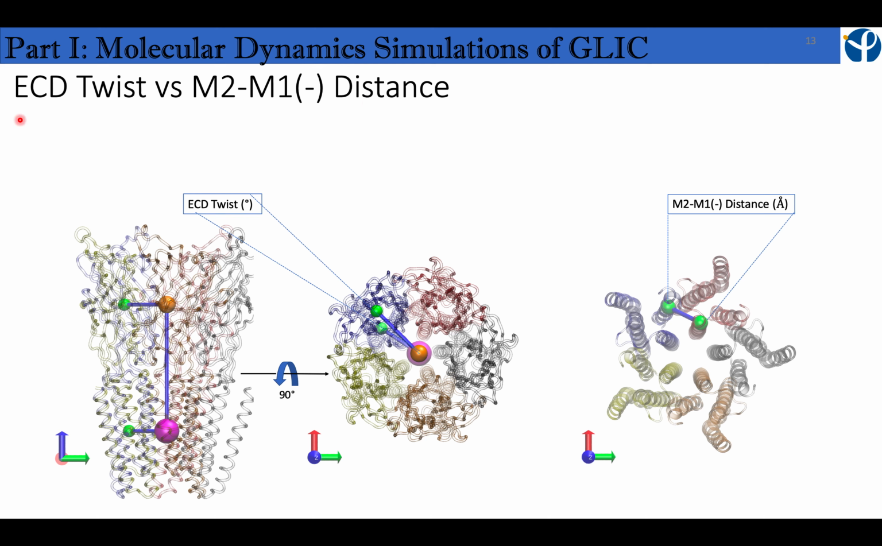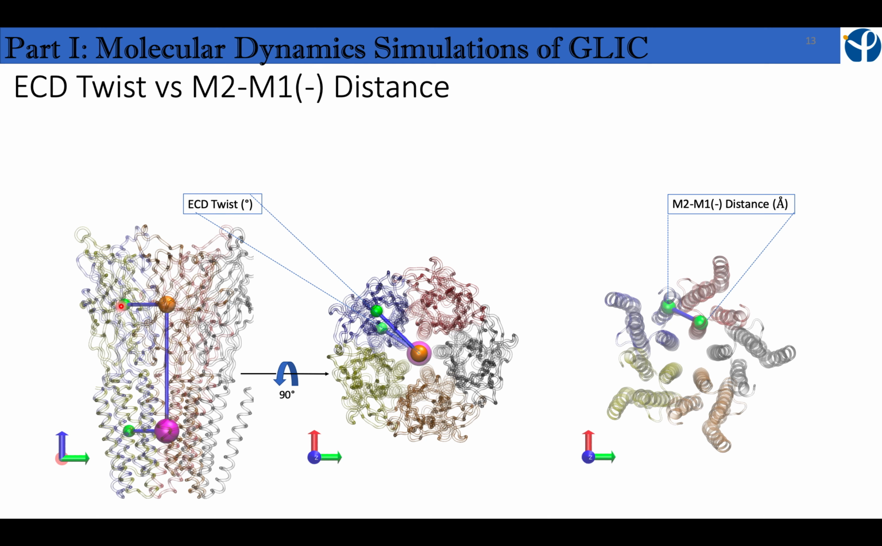What is ECD twist? Okay, we define 4 center of masses. First, center of mass of entire TMD here with magenta sphere. Center of mass of entire ECD shown in orange sphere, and center of mass of ECD of a subunit, and again center of mass of TMD of the same subunit, let's say subunit A. Okay, now when you define 4 points, you can define a dihedral angle, and that's exactly what we did.